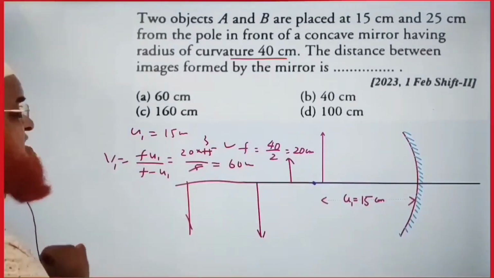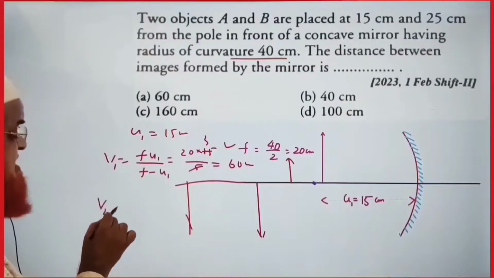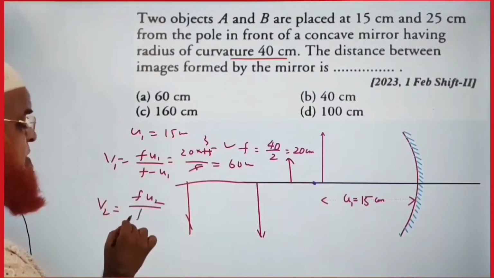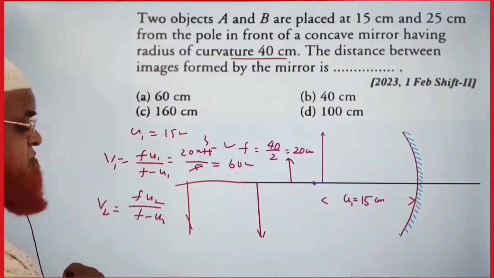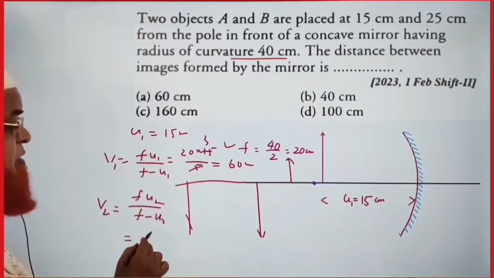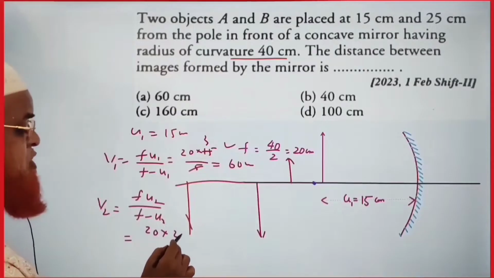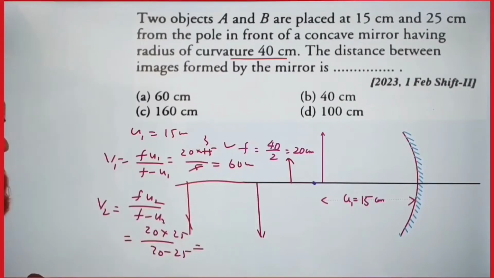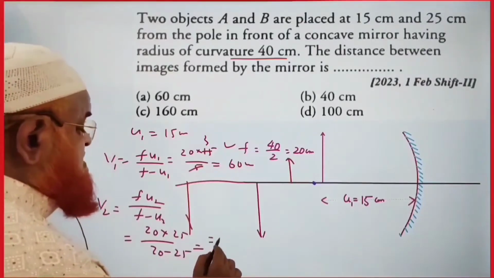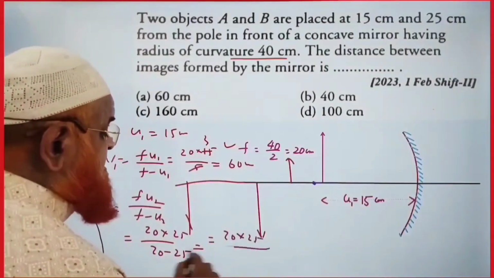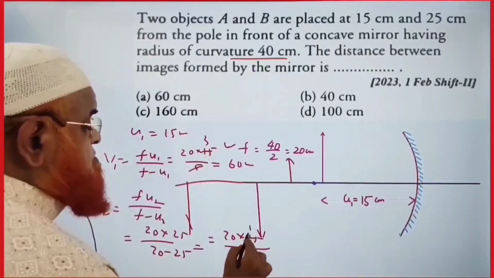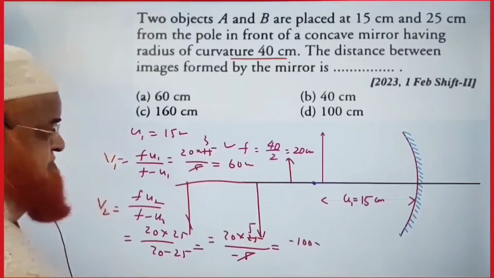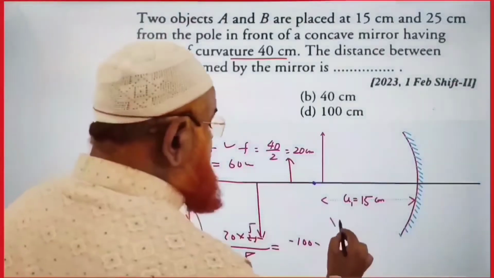This is called the image distance v1. The second image distance you have to find out, v2. And how much is it going to be? fu2 by f minus u2. Okay. So if you substitute here, we'll be getting how much? 20 into 25 by 20 minus 25. So this is 20 into 25 divided by minus 5. So we're getting how much? Minus 100 centimeters.